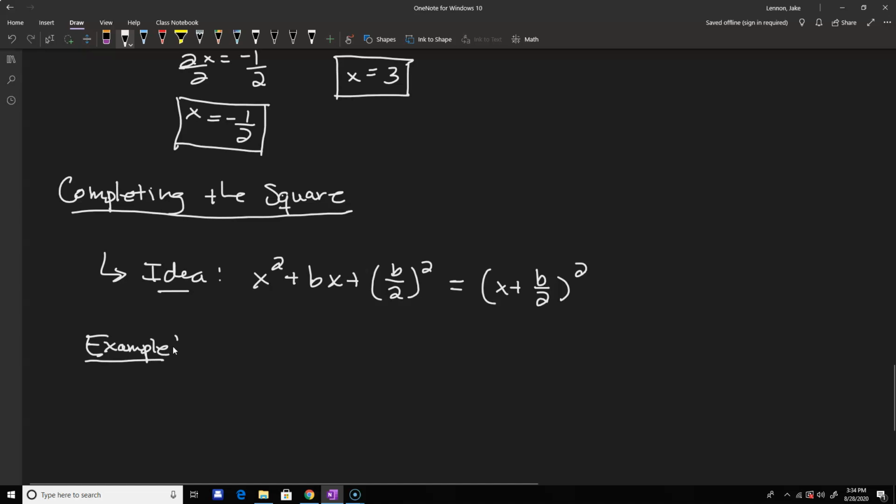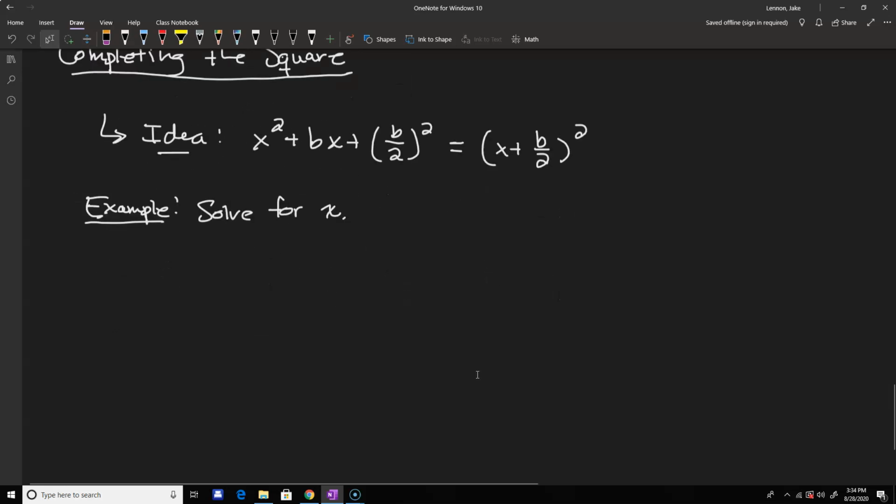Pretty much most of the time when you see a quadratic equation, you're either going to factor it or apply the quadratic formula, but it's still nice to see this. So we just want to solve for x. So how do we do that?